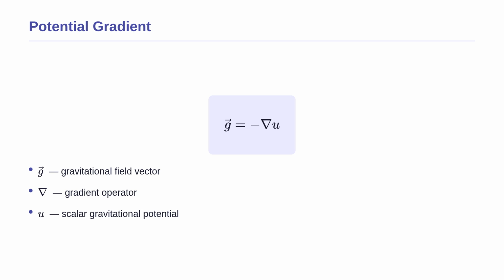By taking the negative gradient, we find the direction where the potential decreases the fastest, which is exactly the direction gravity pulls. If the potential U changes very rapidly over a short distance, the gradient will be large, meaning the gravitational force is very strong in that region.